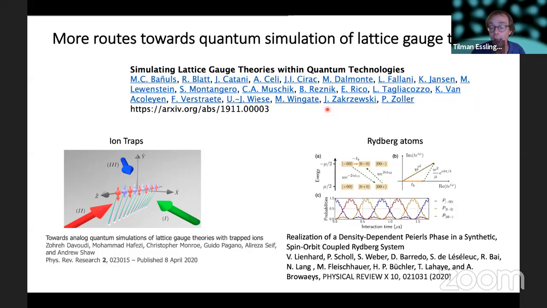So I think there is an option now to have a brief pause to see whether there are questions. Otherwise, I move on with Floquet engineering.